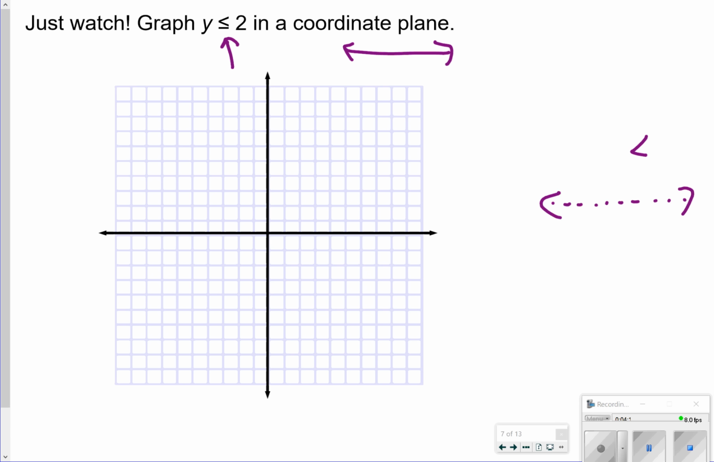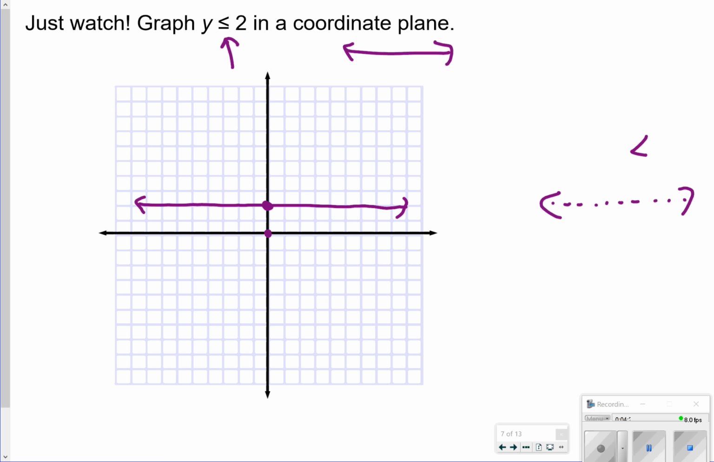Y is less than or equal to 2 will be 2 on the y-axis, so there's my point. And since it's less than or equal to, this is all I'm going to graph. I'm just going to graph a straight line. Then it says for step 2 to pick a point that's either above or below.